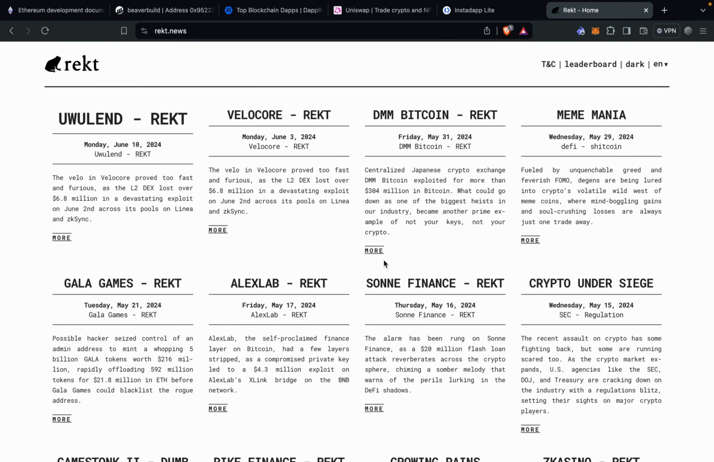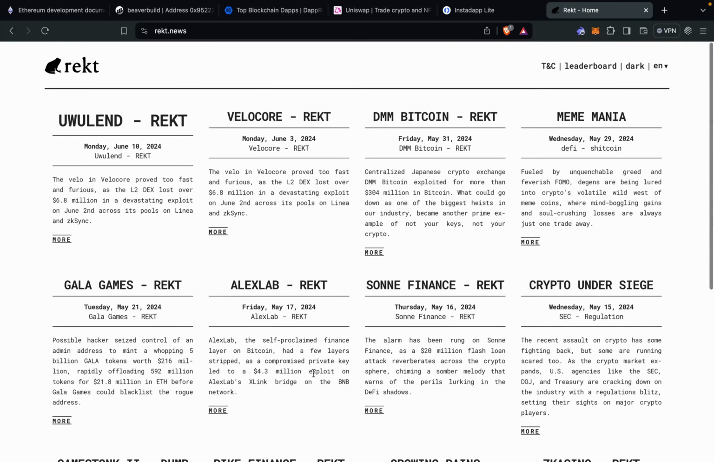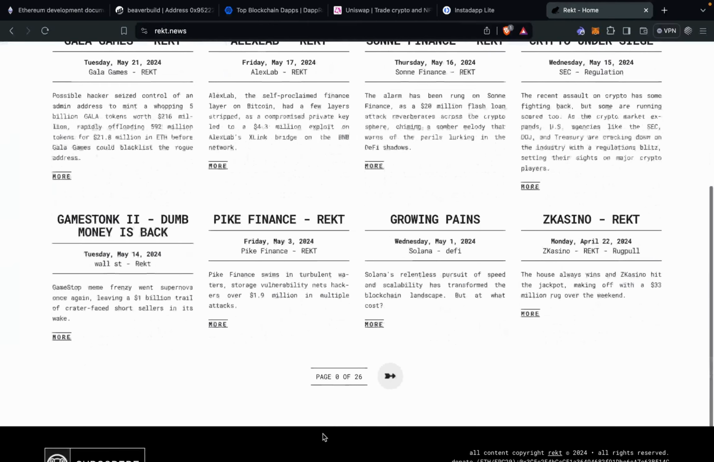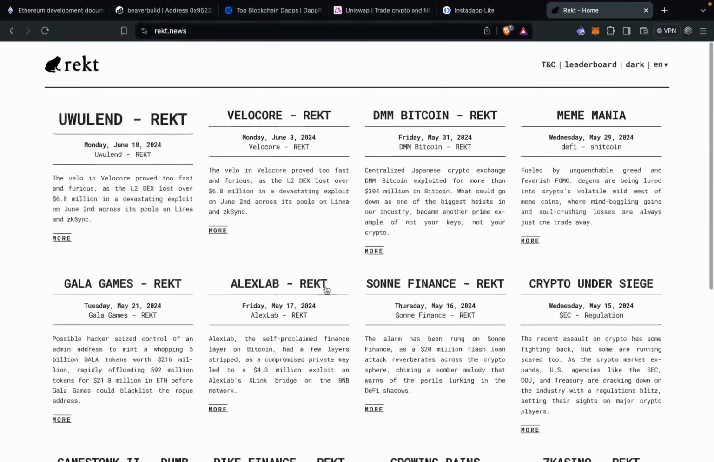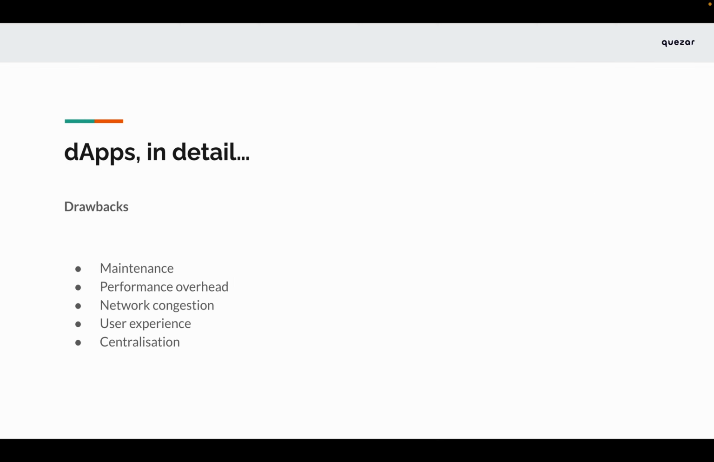Like you can go to this website, it is rekt.news, and here you will see a list of all the hacks that have happened until now. Most of the hacks are in millions. Like you have a 6.8 million hack, you have a 304 million hack. So generally the hacks cost a lot and you cannot really do anything about it because you cannot change the smart contract. You can follow some standard best practices to avoid it, but the mistakes are very costly when it comes to dApps. Another drawback of dApps is performance overhead.